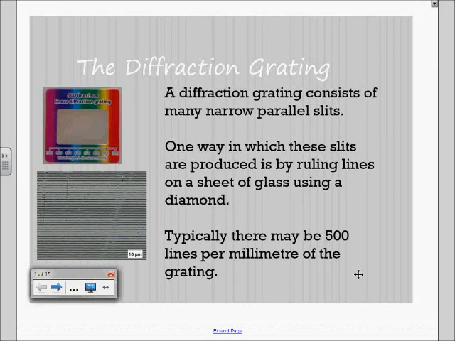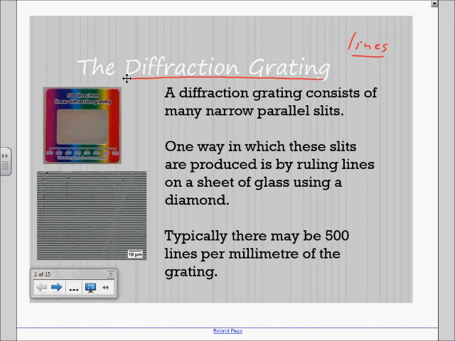Well, we've looked at Young's experiment where we have two slits producing a diffraction sort of pattern or an interference pattern with maxima and minima. We're now extending that to what's known as the diffraction grating, which consists of many, many thousands of what we call slits, or they are sometimes also known as lines. So the term lines is often used as an alternative term to mean the same as the term slits.